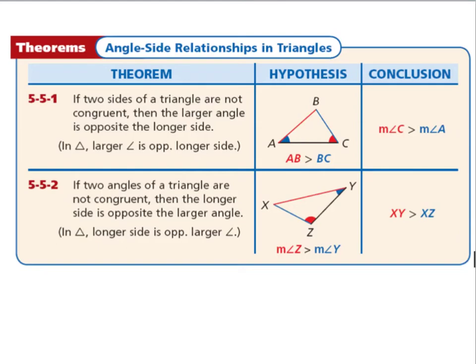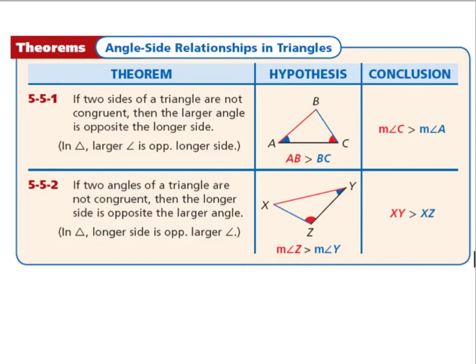Now, when we talk about triangles, there are certain things that occur with the relationships between their sides and their angles. So the first thing we're going to take a look at says, if two sides of a triangle are not congruent, then the larger angle is opposite of the larger side. So in a triangle, if I'm saying that, say, segment AB is larger than segment BC, so this side of the triangle is larger than this side, that automatically means that the angle opposite of the longer side is going to be the larger of the two angles. So angle C is actually going to be larger than angle A because it's across from the longest side.